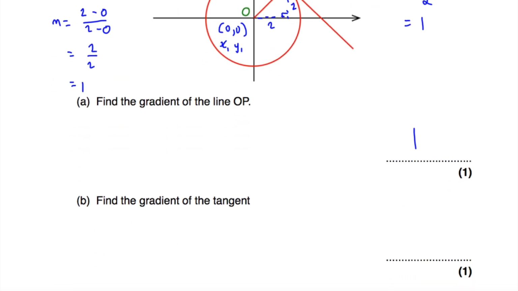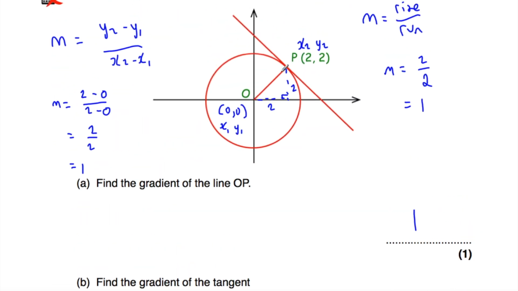Okay, and then part B. Part B says find the gradient of the tangent. So we know the gradient of this line OP is equal to 1. M is equal to 1 for the gradient of that line. So that's the gradient of the radius.